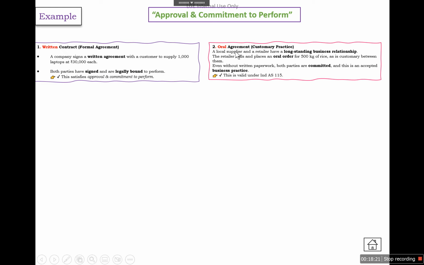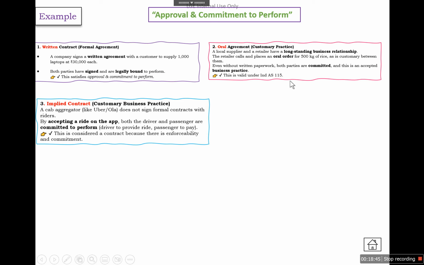For example, there may be an oral agreement also. As per practice, if a local supplier and retailer have a long-standing business relationship and one person calls another to supply 500 kg of rice or something else, and it is supplied and payment is also done, then as a customary practice it will be called an oral agreement, and it is valid under Ind AS 115.